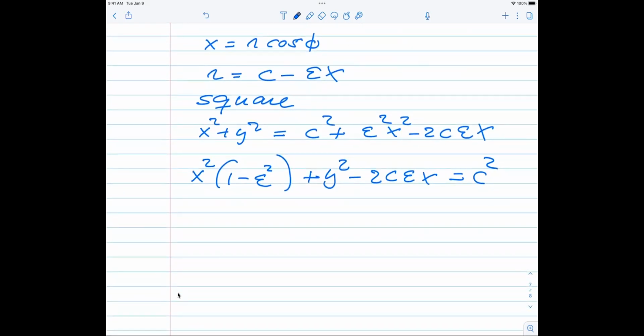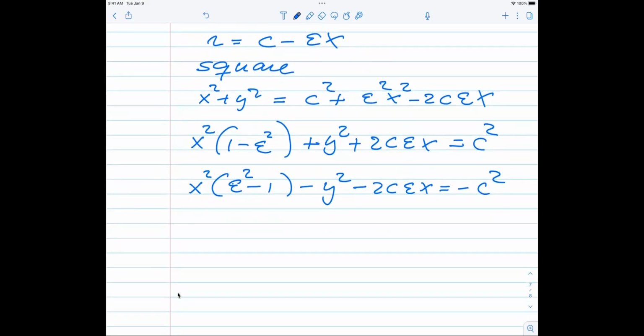Now I can multiply with minus 1 on both sides because I just want this equation in a slightly different form. So I get epsilon squared minus 1, and we know that that's larger than 1. Then we get plus, no, this should be plus here, sorry, minus 2 times c epsilon x, and this is equal to minus c squared. And what I want to do now is to complete the squares for x.